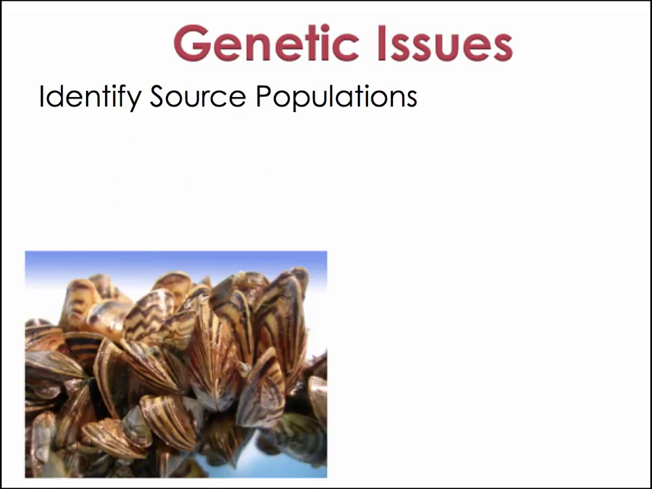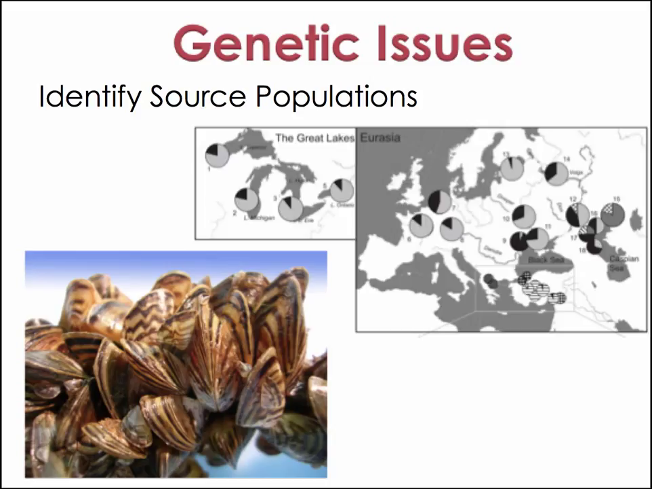An example of this is the zebra mussel depicted here, and researchers used genetics to identify where the individual mussels were coming from. They sampled them in the Great Lakes. They were introduced into the Great Lakes, and then they were able to map them back to Eurasia.